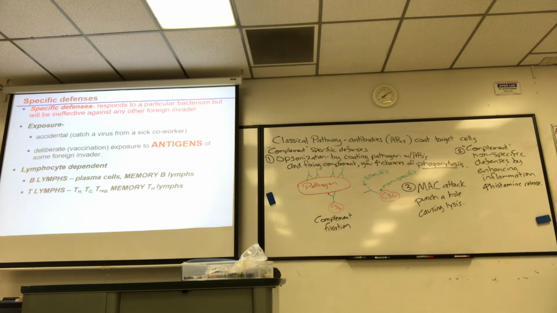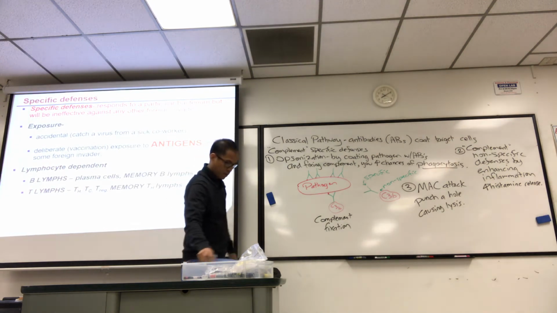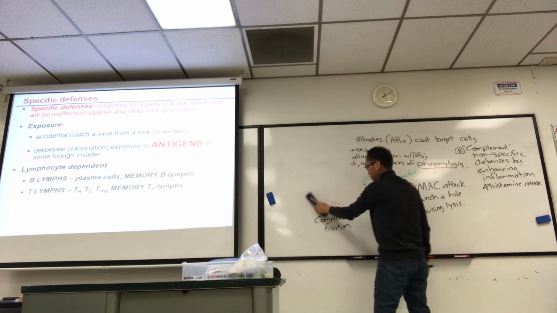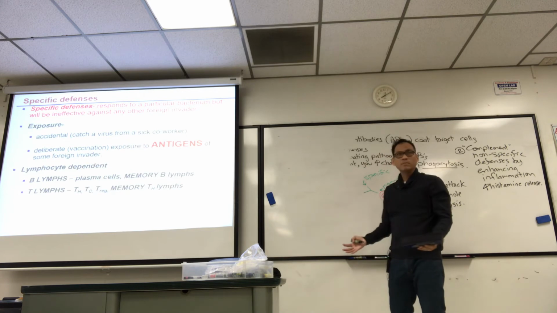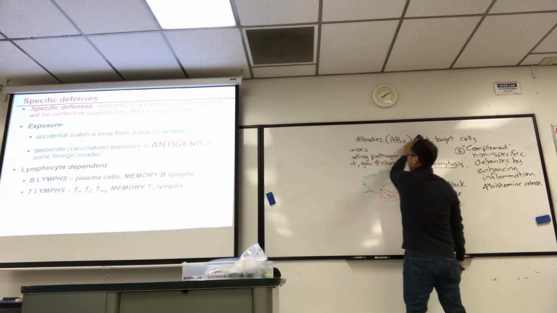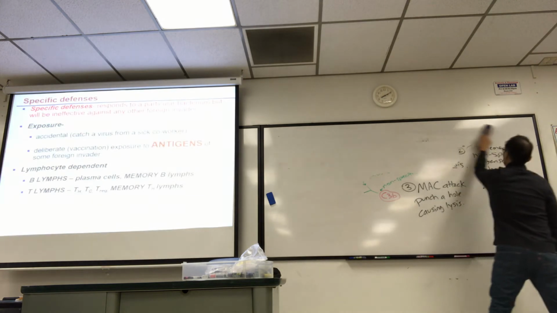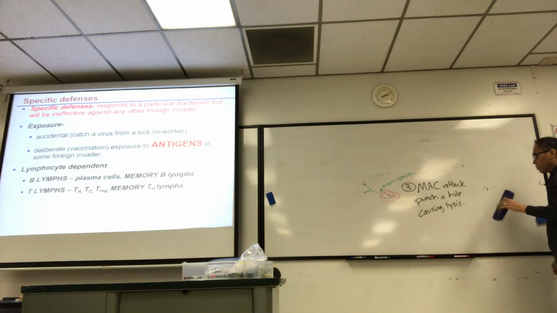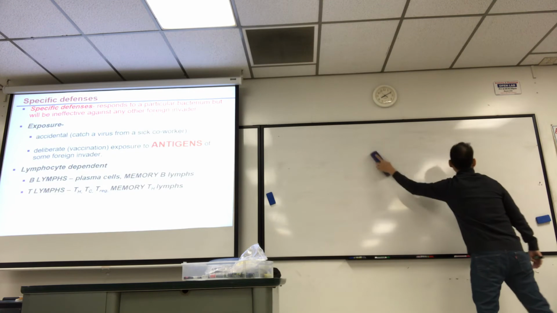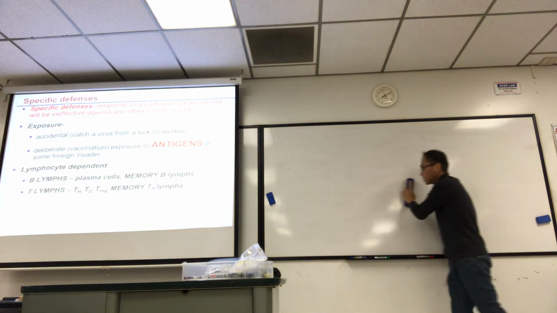So R is exposure. So these are specific defenses. Respond to a particular bacterium, but you're ineffective against any other foreign invader. Okay. Kind of like the non-specific defenses are like a cop on patrol. What kind of trouble are you looking for? Any kind of trouble, all right? All the bad guys, I guess you're looking for. But if you're a detective and you're assigned a case, you're assigned to look for, you know, one bad guy who committed one particular crime. So it's like these defenses are like that.